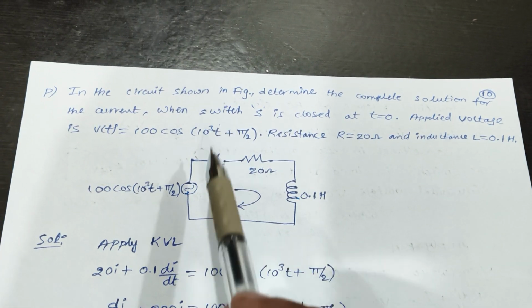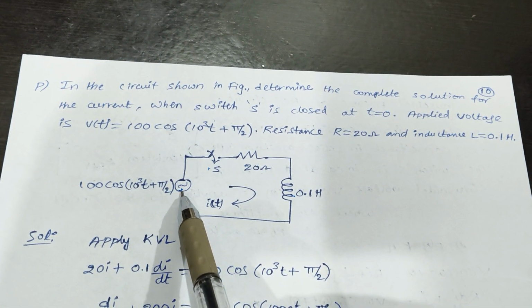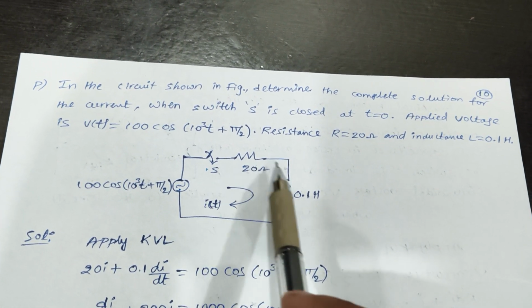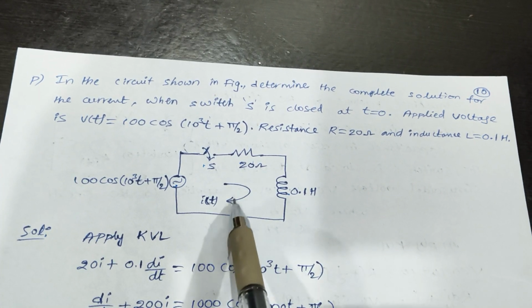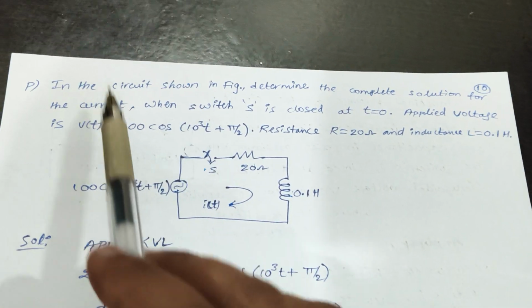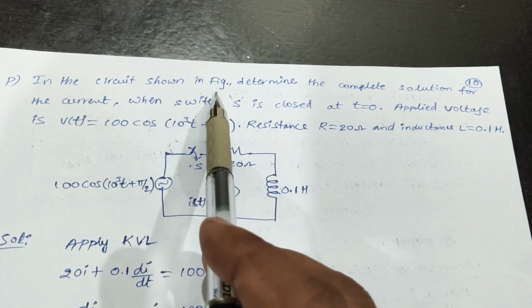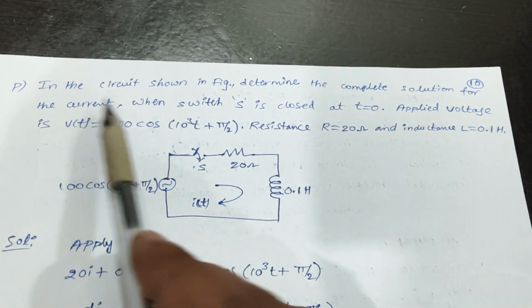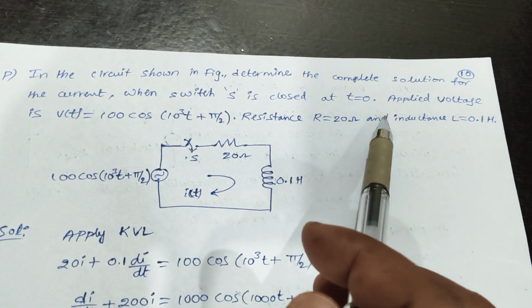Today we'll see the sinusoidal source voltage. When the sinusoidal source voltage is applied to the series RL circuit, what is the response? That is the current response that we'll see through the problem. In the circuit shown in the figure, determine the complete solution for the current when the switch S is closed at t equal to 0.